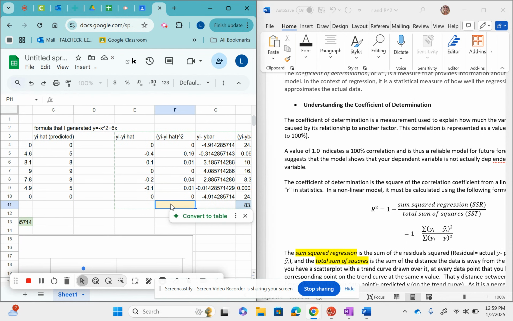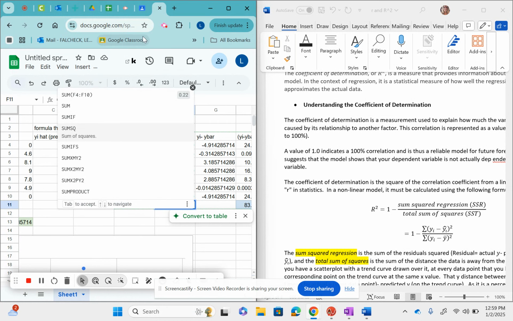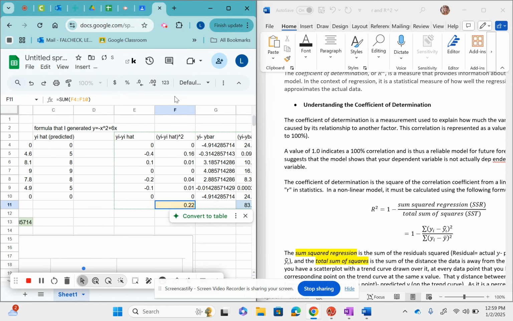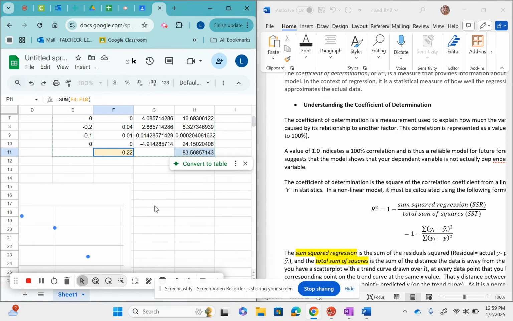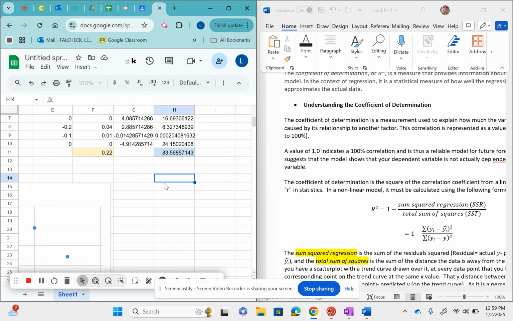So, all right, I'm going to sum all these. Okay, and that was the F column, right? Yeah. Now what I want to do here is, according to the formula, 1 minus the sum squared regression divided by the total sum of squares. And that's going to give me 0.997.